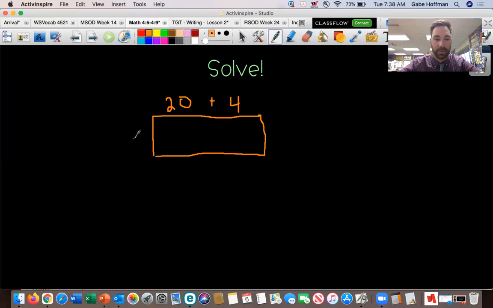And then I'm going to put a 3 over here because there's 3 crates and there's 24 in each one. And I'm going to go ahead and separate those boxes. So now I'm going to go ahead and solve. I'm going to do 20 times 3.